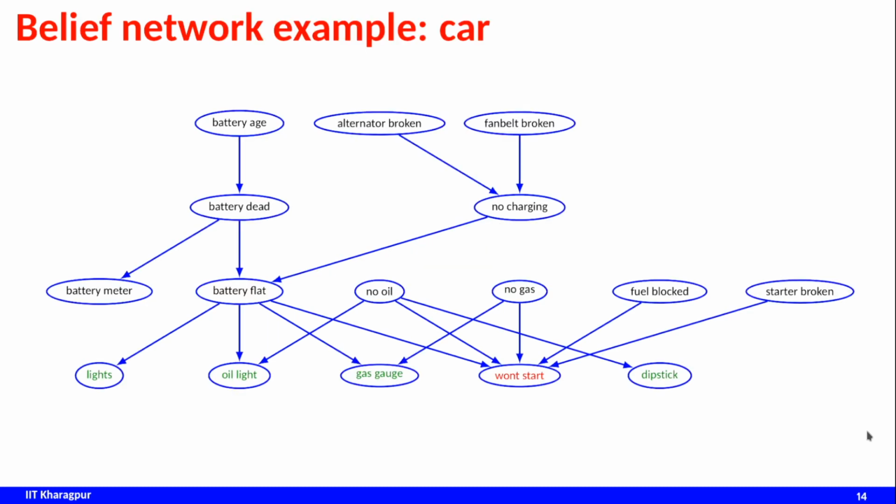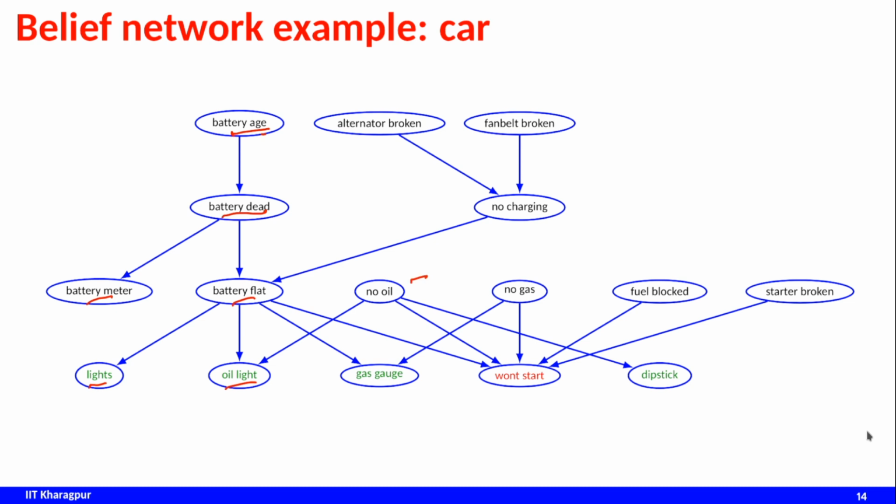Now the previous example was a very small, simple one, but many complicated practical scenarios can be modeled through this belief network. Just to give you an overview, let's say I have a car and we would like to reason about certain things. For my car, there can be a battery which may have an age. The battery can be dead, or flat. And then it will affect whether the lights switch on, or the oil light is shown, and so on.